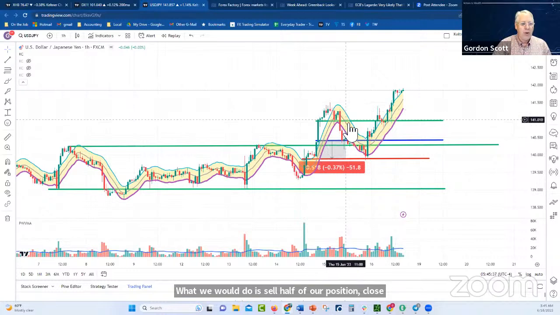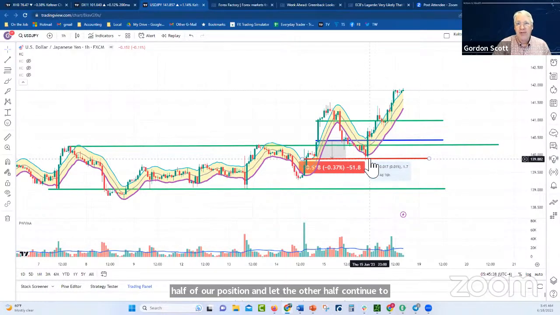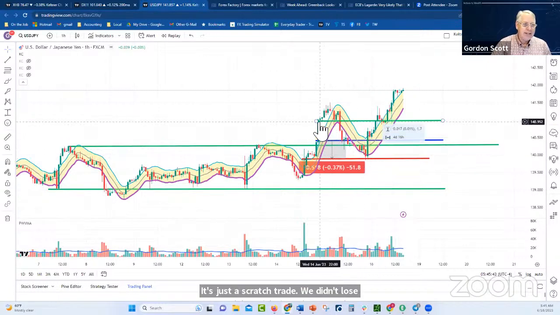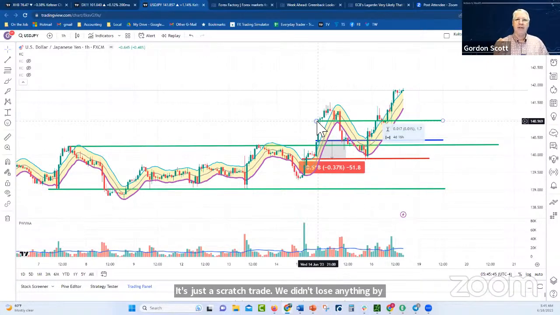And then if it comes all the way back, it's just a break even. It's just a scratch trade. We didn't lose anything. By selling out here, we locked in all of our potential gains that we need to eliminate our risk. And the rest of the trade is just a free ride.